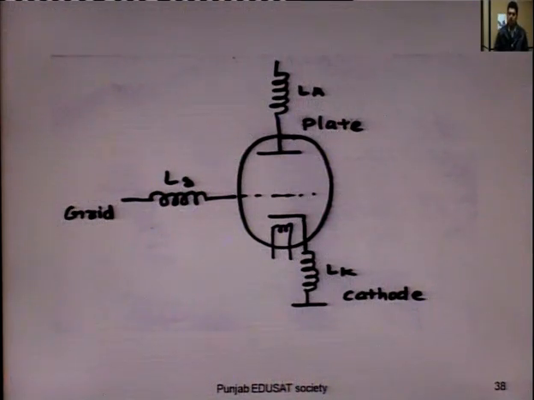So, the figure shows a triode. Inductance exists at the plate terminal, at the grid terminal, and at the cathode terminal. Now, see here, this one is the grid. When we apply an input signal to the grid, what happens? A part of the input signal drops across the inductance, and only a small portion of the input signal reaches the actual grid inside the vacuum tube. Due to reduction in this voltage, the gain will automatically fall.